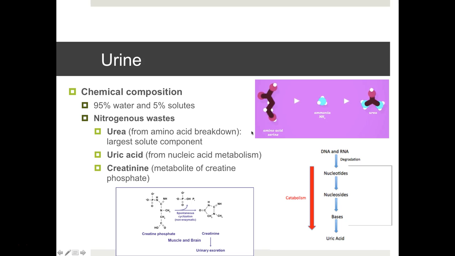The other nitrogenous waste we have is uric acid, and that is going to be a breakdown from DNA and RNA into nucleotides, then into nucleosides, into your bases, and the last we get is uric acid. And then we have creatinine, which should ring a bell from our muscular system lecture. This is going to be a metabolite of our creatine phosphate. So here's our creatine phosphate. We broke off that phosphate and got our creatinine, and we want to put that in our tubules to excrete.